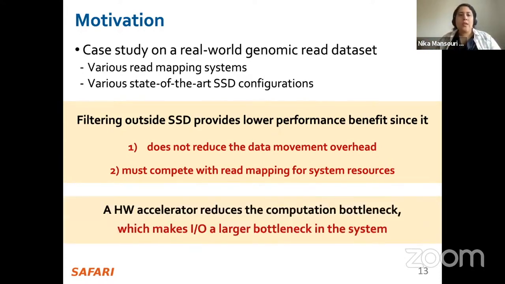We also observed that a hardware accelerator based on a state-of-the-art hardware read mapping accelerator proposed in the literature reduces the computation bottleneck, which further makes I/O an even larger bottleneck in the system. What that means is that in-storage processing can provide a lot of benefits for read mapping, and that benefit would increase because a lot of works have previously focused on various overheads in other parts of the system. So relatively, the impact of I/O is now increasing.